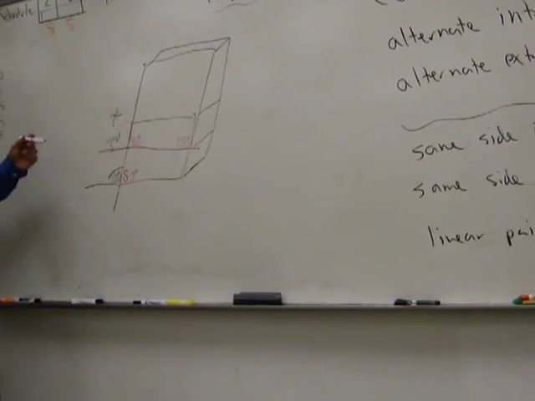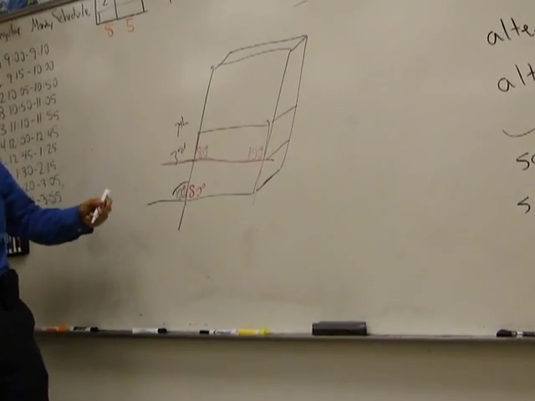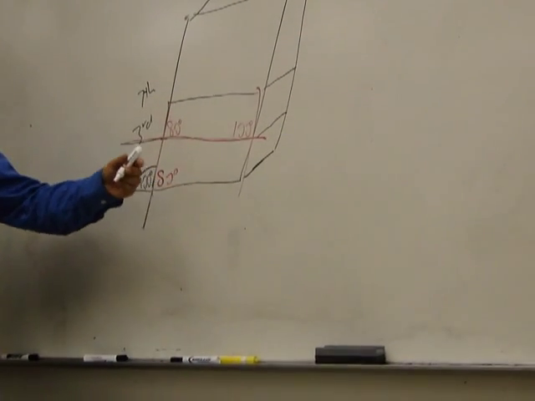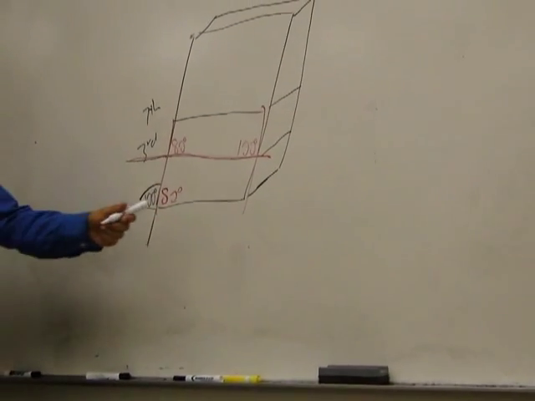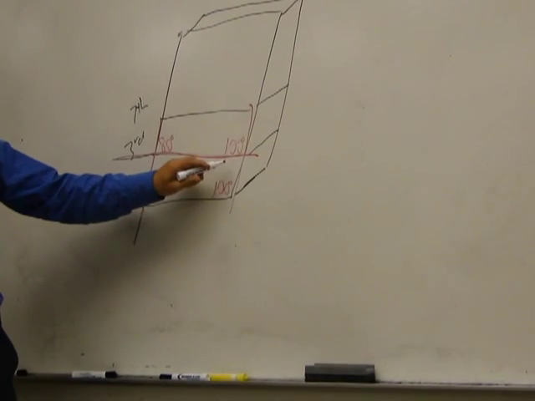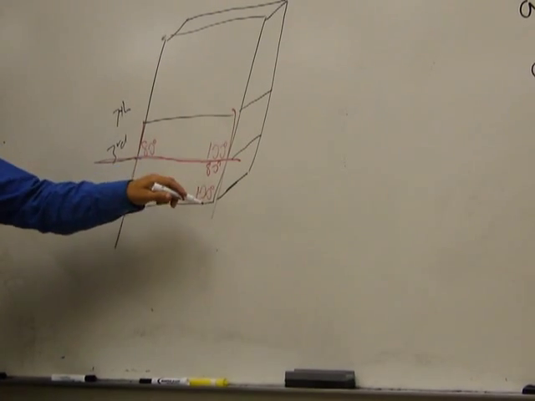So actually, how many of these angles have to be given before we can figure out all the other angles in the building? Just one. Once we've got this 100, we can figure out all the rest of them. Does that make sense? Yeah. So okay, what would be the measure of this angle right here? 100. How about this one up here? 80. So that would be like with the ceiling and the wall.